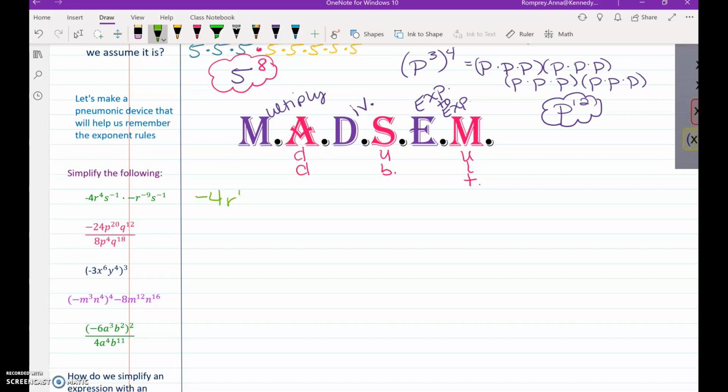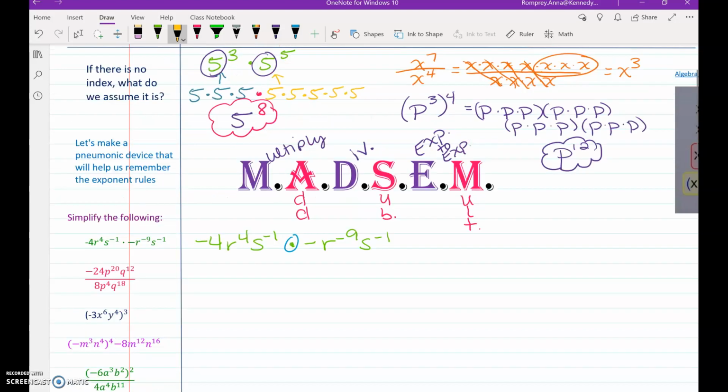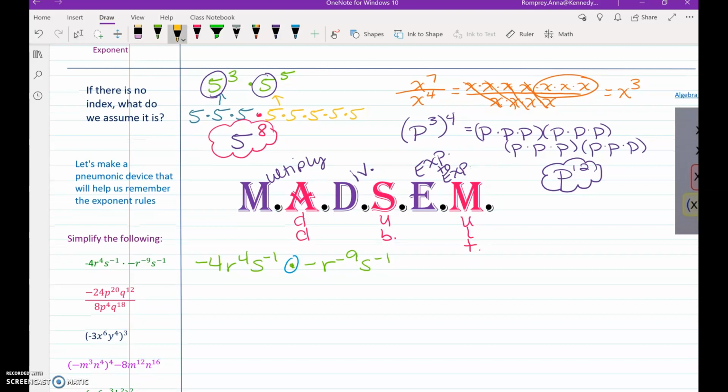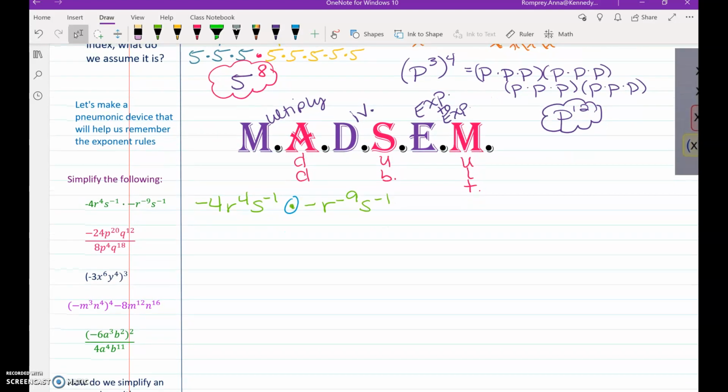-4 r to the 4th, s to the -1st. So there's my first term. And we are going to multiply that by -r to the -9, s to the -1. Beautiful. Now, this looks like a lot going on. So first we're going to look at what operation we are doing. Multiplication. Check. Now we're going to break this up piece by piece because these exponent rules only work when we have like bases.